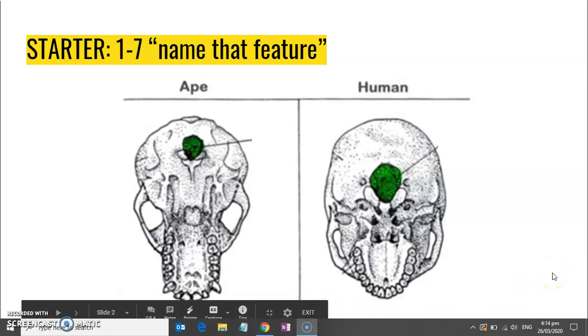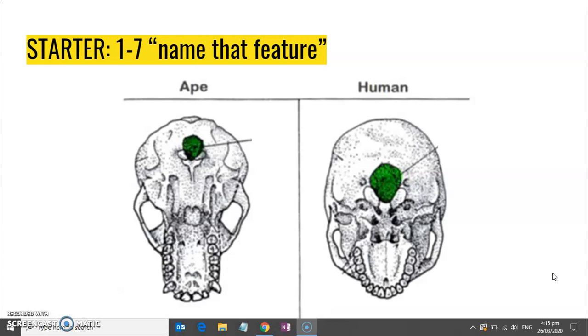As always, we're starting with a quiz. So there are 6 features coming up, not 7, and they relate to the information we learnt on Monday, which was evolution of the skull. So what I want you to do is pause on each of them and think of the name of that feature, but also its evolutionary purpose, why it's significant, why we're learning it, what it indicates about its owner, perhaps.